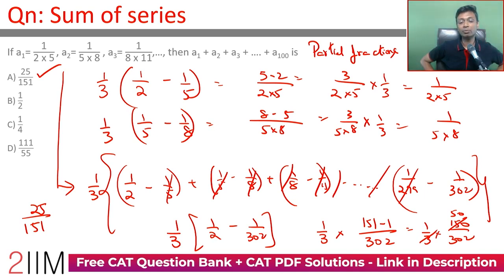We'll be left with 1/3 of 1 by 2 minus 1 by 302. That is 151 by 302 minus 1 by 302, or 150 by 302, 1/3 of that. 50 by 302, which is 25 by 151.